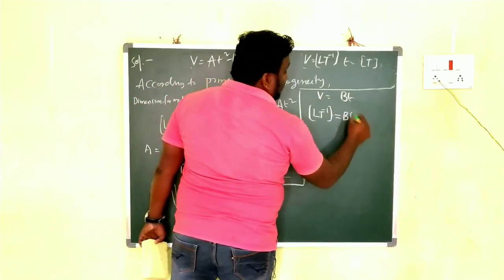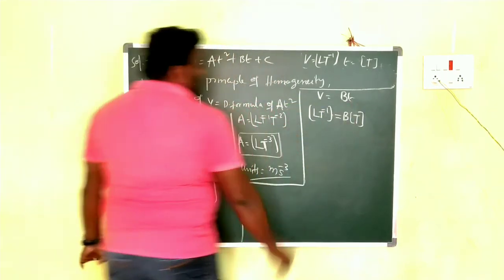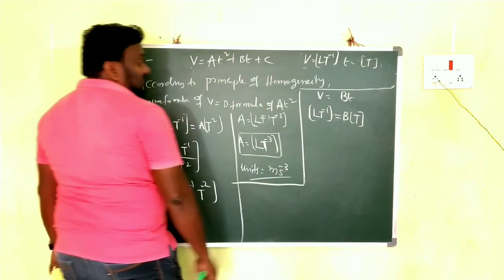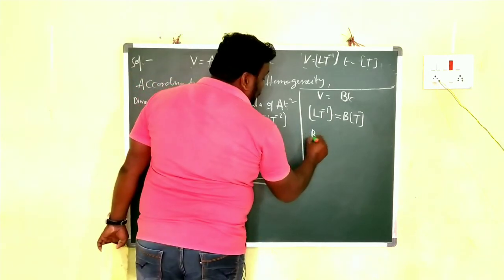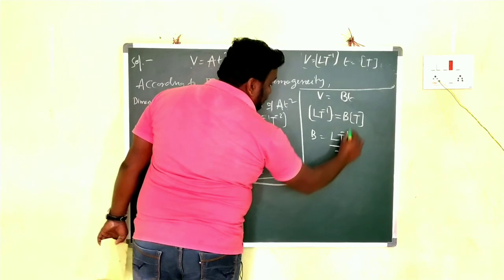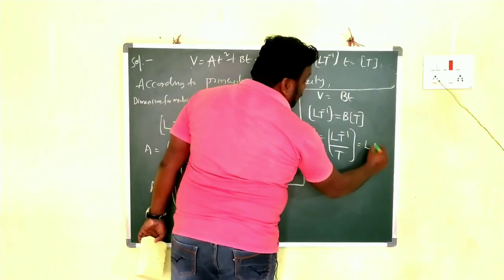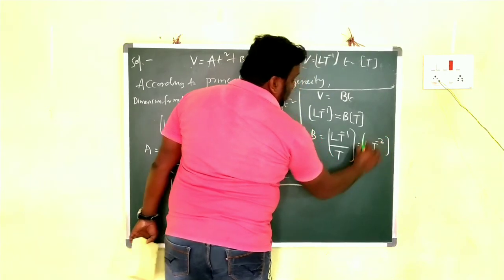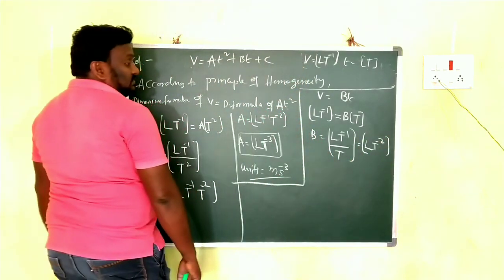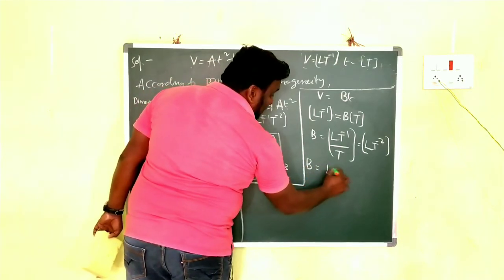Then from that, what do we write here, children? T is the time, so we have to write capital T. From that, B equals LT inverse 1 by T. So we will write like this: LT inverse 2. So simply, B equals LT inverse 1 divided by T.